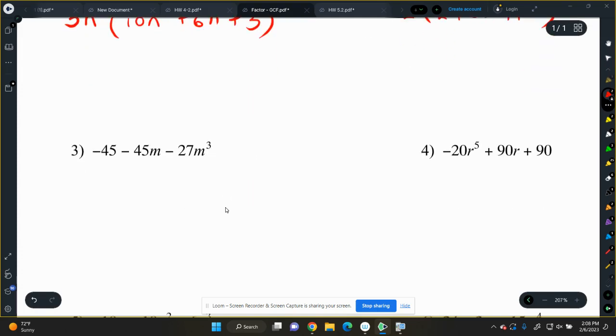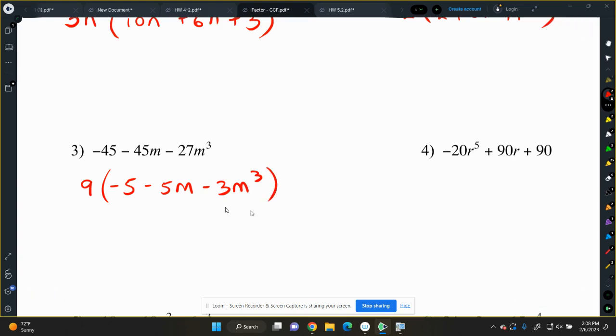TJ, number 3. 9, parentheses, -5, -5n, -3n to the third. Excellent. Good job. Okay.